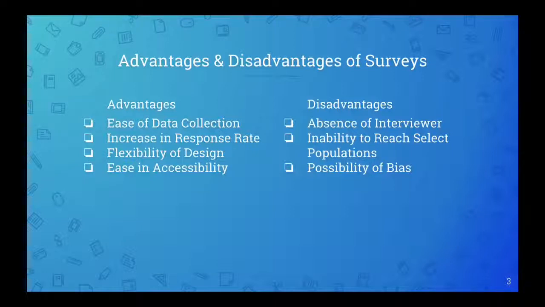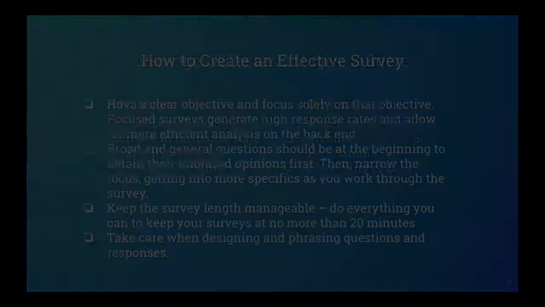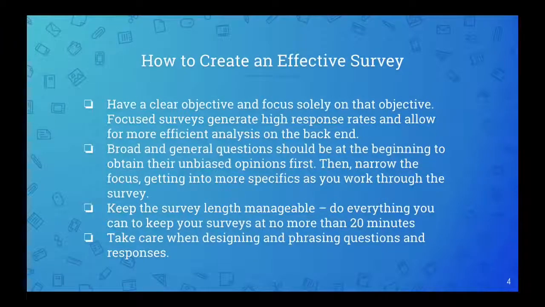Oftentimes, in an online survey, people forget the population of people that don't have technology. For instance, the elderly without technology will not be a part of your survey sample. Additionally, several forms of bias exist in online surveys depending on the way a question is phrased and the population that answers the question. So how to create an effective survey?